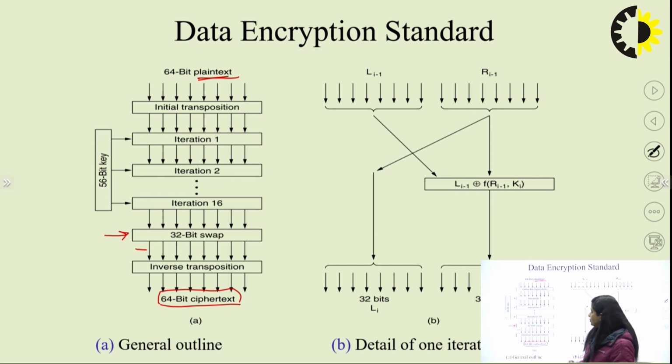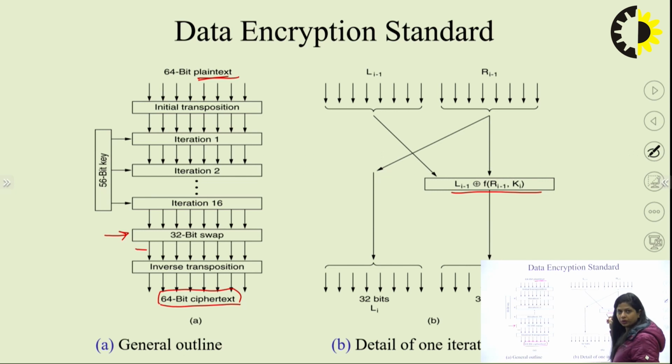So let me tell you what a first iteration includes. Example of one iteration, what exactly is happening in one iteration, right? So we have divided the bits into two groups, left group and right group. That was a 64-bit plain text. We have divided the 64 bits into 32 and 32, 32 left, 32 right, right?